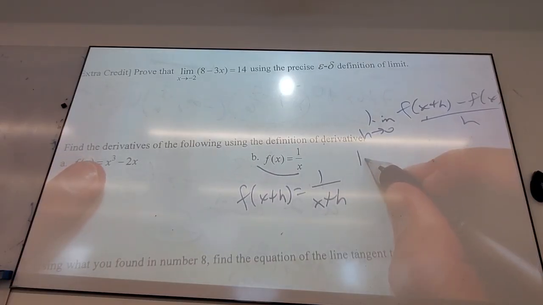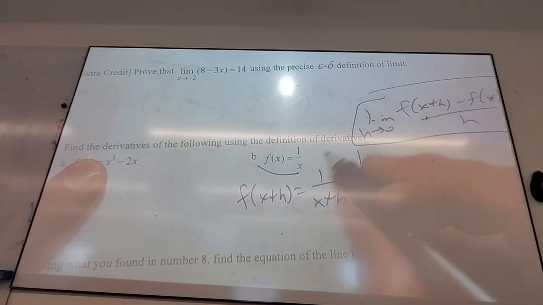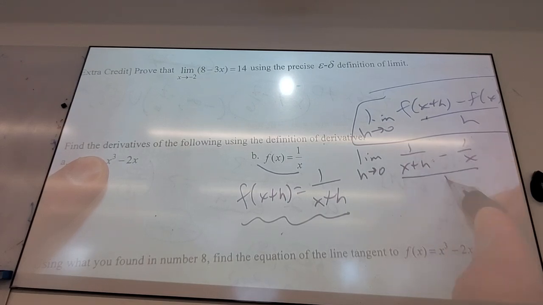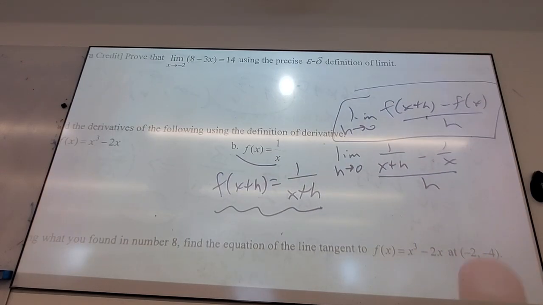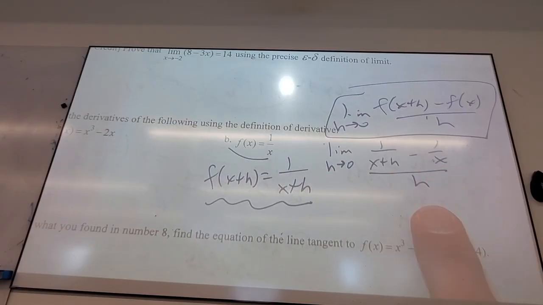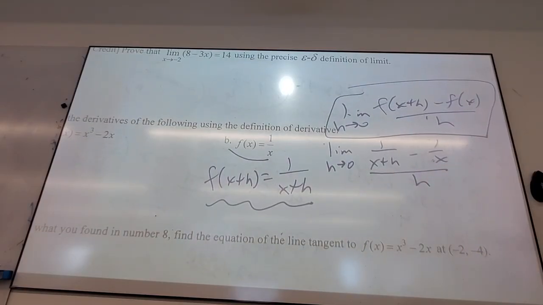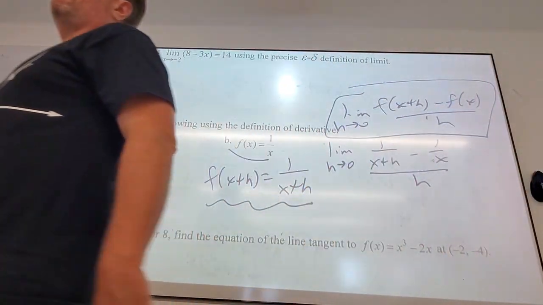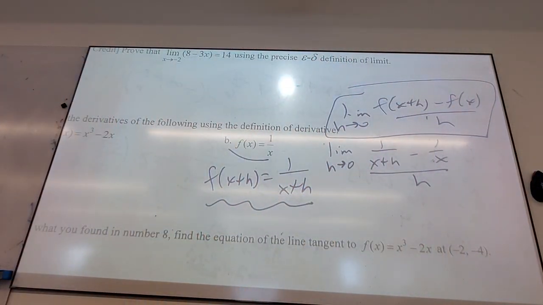So this is the form of it, what we just figured out. I put in here 1 over x plus h minus 1 over x, all over h. f of x plus h minus f of x all over h, which is y2 minus y1 over x2 minus x1. We're just plugging it into the limit formula, the limit definition of derivative.